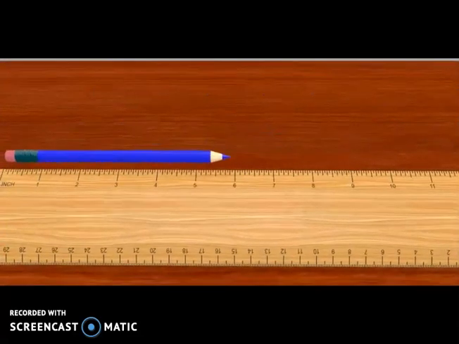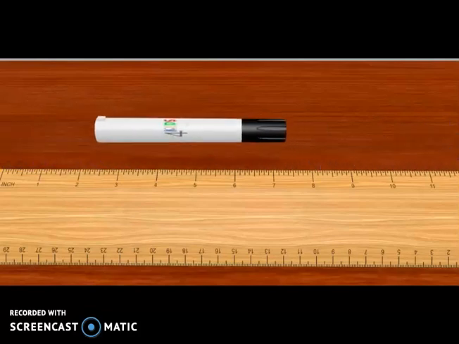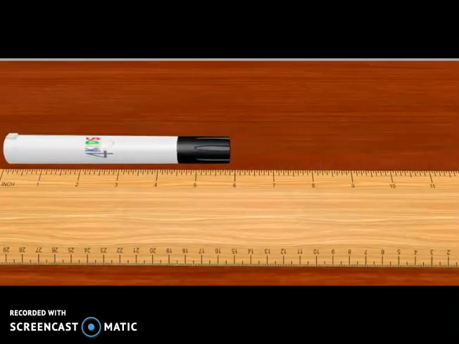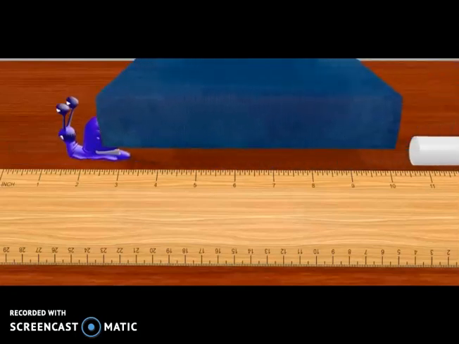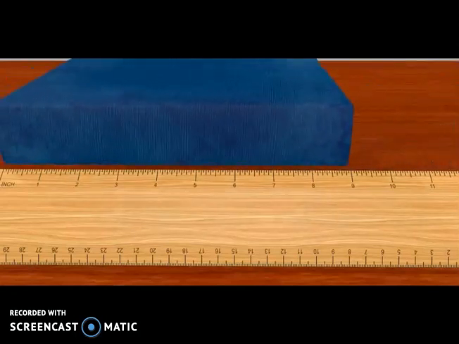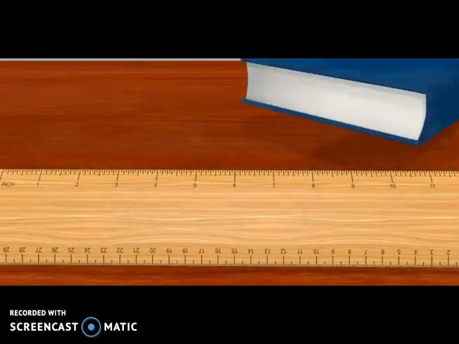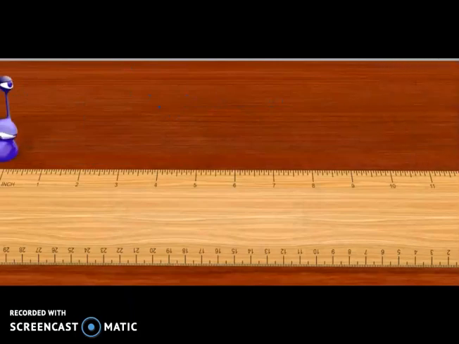Here we have a pencil, and we need to measure the length. We will be measuring to the nearest whole number. Can you tell me the length of the pencil? The pencil is 6 inches long. Great job! Here we have a marker. How long is it? The marker is 6 inches long. Here we have a book that is 9 inches long. Hey Speedy, can you bring us one more thing?